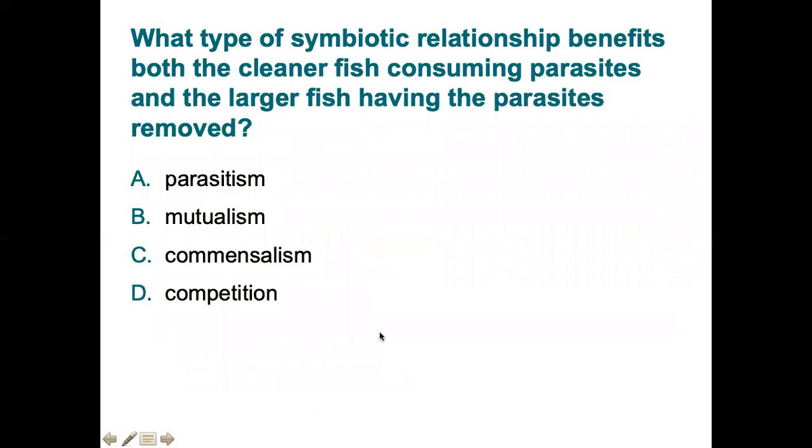Okay, couple review questions. What type of symbiotic relationship benefits both the cleaner fish and consuming parasites? So, plus relationship, which one was plus? Do you remember? Mutualism is plus.